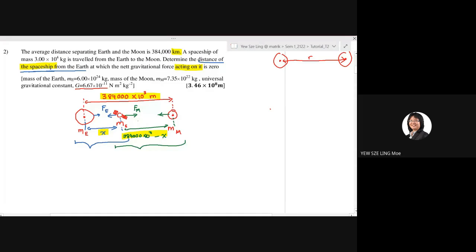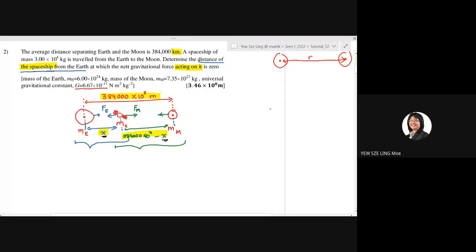Jadi kita kekalkan unknown sebagai satu saja, iaitu x. Kita tak nak unknown yang terlebih banyak. Kita tak nak panggil jarak antara spaceship dengan moon sebagai y atau any other alphabet, sebab semakin banyak unknown, semakin susah nak selesaikan soalan.